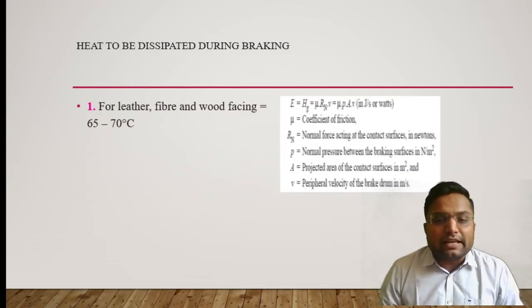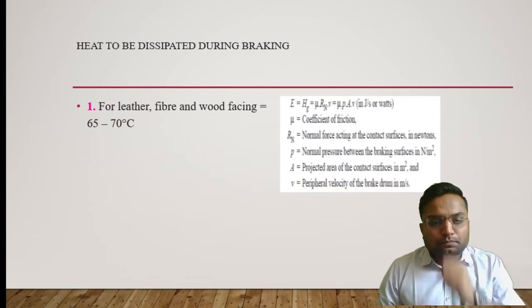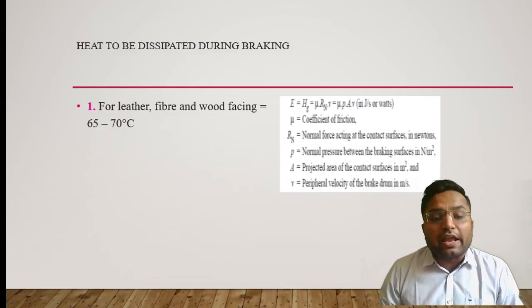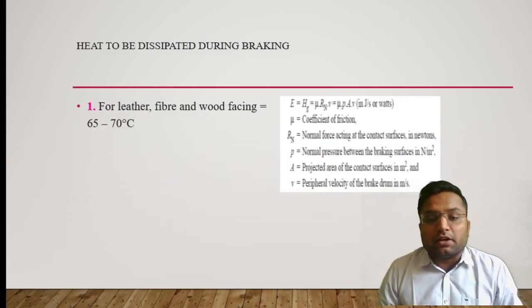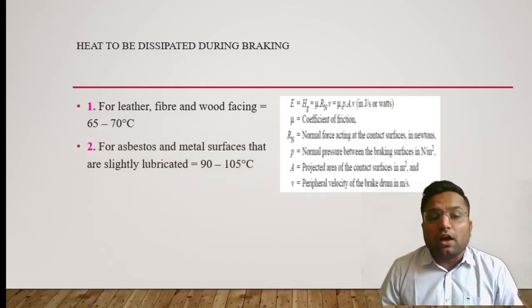There are several materials like leather, fiber and wood facing. The maximum heat that the leather, fiber and wood facing could take in a working condition is 65 to 70. If the temperature goes above 65 to 70 degrees, it will directly affect the working and efficiency of our braking. So if we are using leather or fiber or wood as a facing material or as a braking material, we should make sure that the temperature doesn't exceed 65 to 70 degrees Celsius.